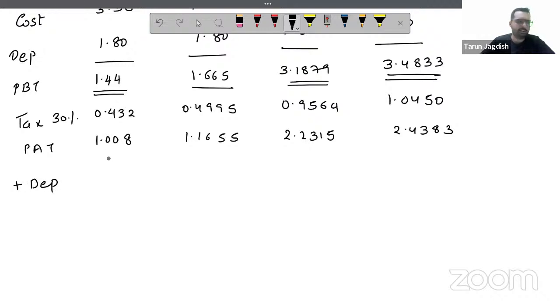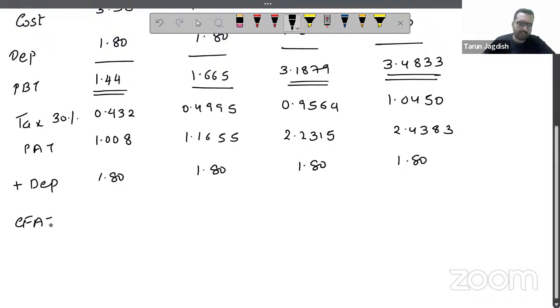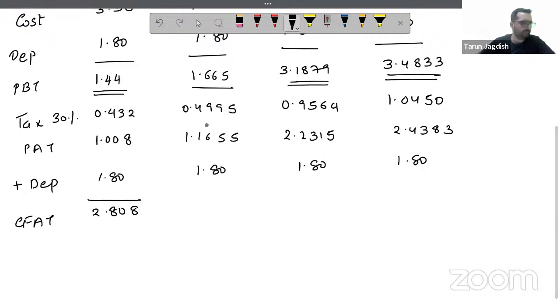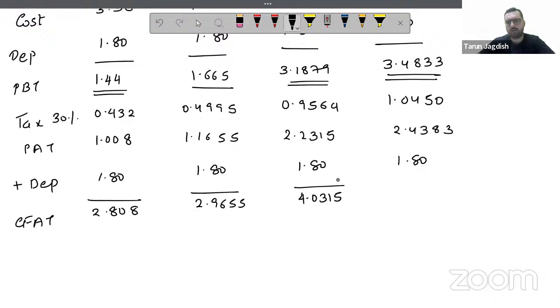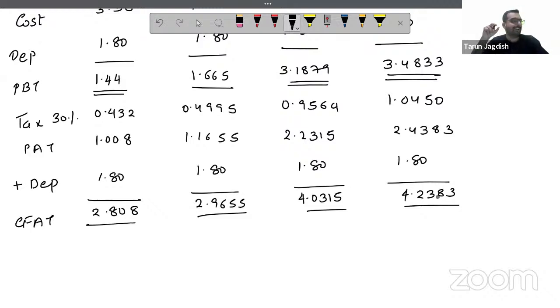You will add back depreciation. So once you add it back, you will get the cash flow after tax. 2.808, 2.9655, 4.0315, and 4.2383. Okay, so once you get these cash flows after tax, now we have to go and calculate the NPV.